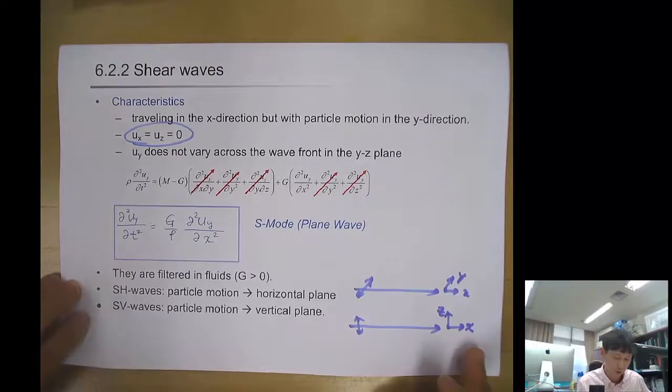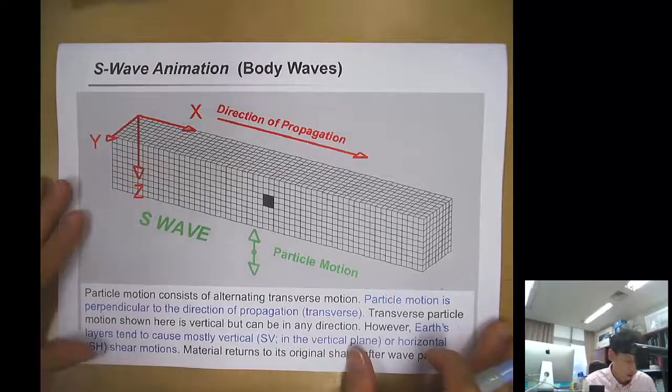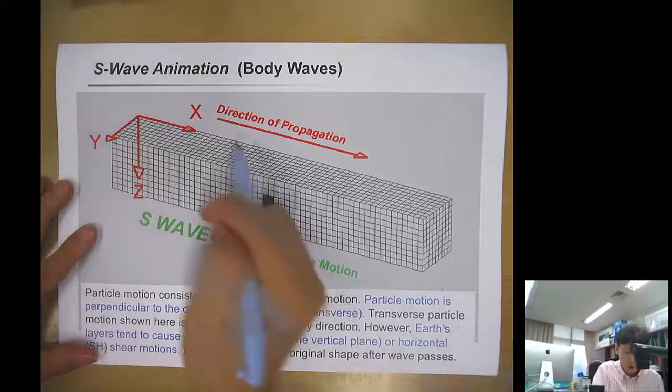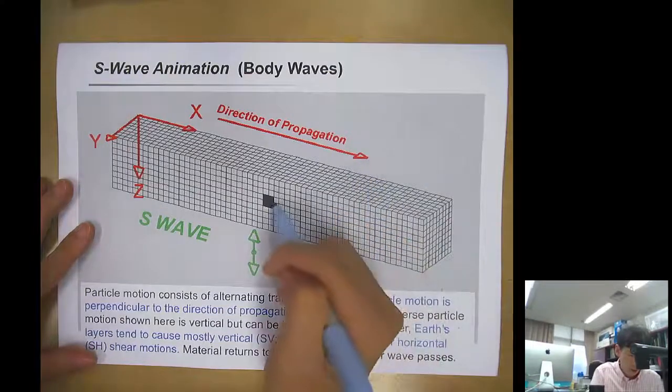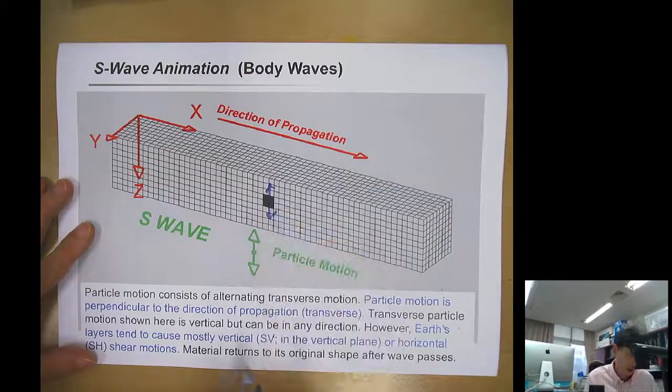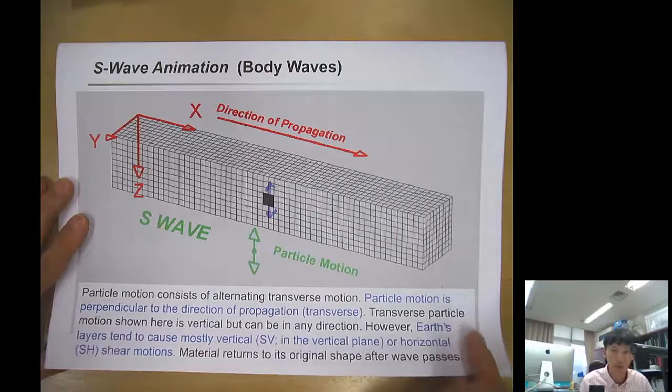So then this animation also shows the propagation and the particle motion. So the wave propagates in the x direction, and the particle moves up and down in the z direction. So this is the SV wave. If it moves in the y direction, it's going to be the SH motion.